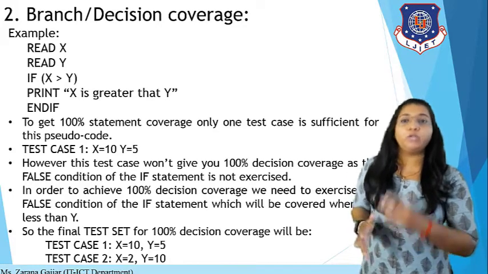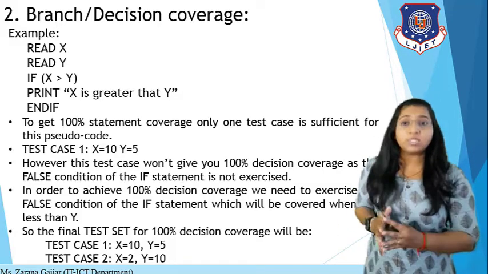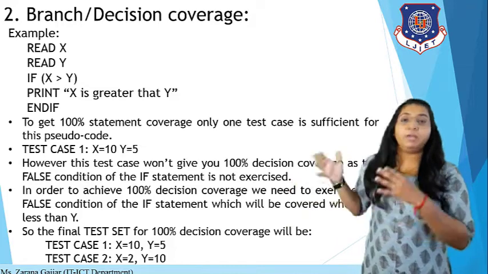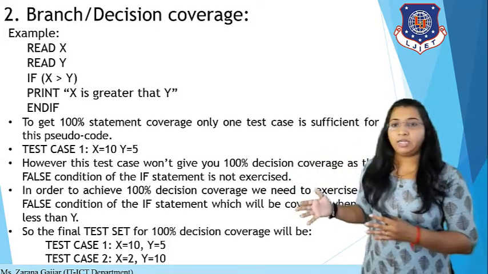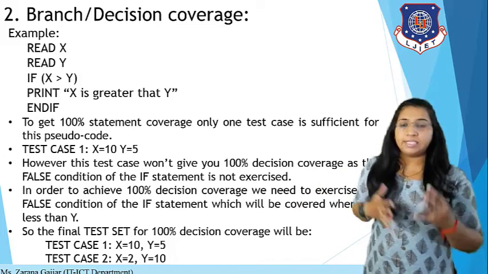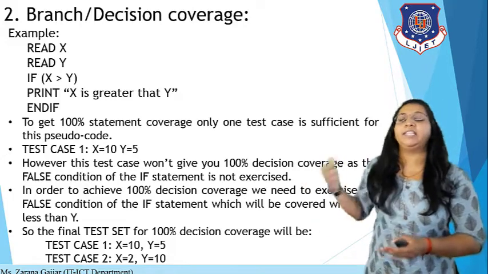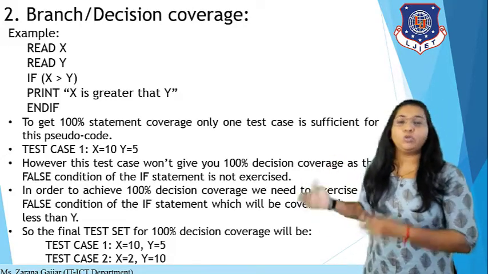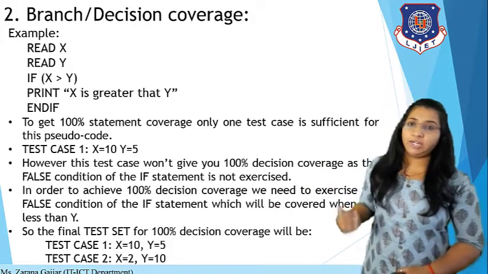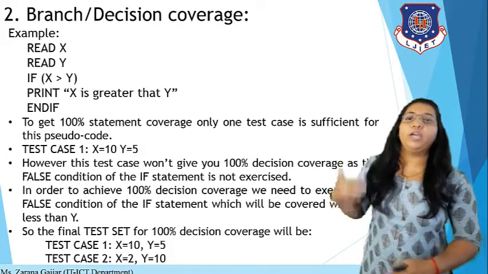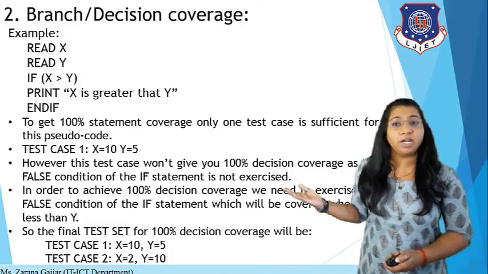In order to achieve 100% decision coverage, we need to exercise the false condition of the if statement, which will be covered when x is less than y. So the final test set for 100% decision coverage is test case 1, x equal to 10 and y equal to 5, and test case 2, x equal to 2 and y equal to 10. If you check both the true as well as the false condition, then you can easily calculate the decision coverage. So this is all about branch or decision coverage.